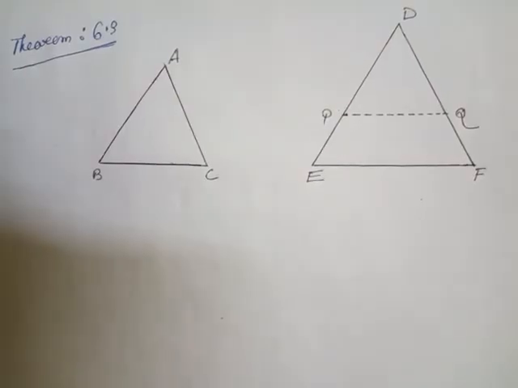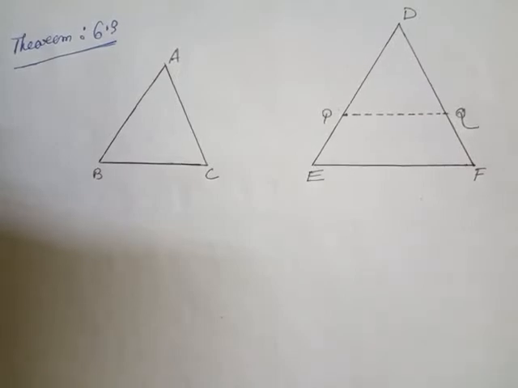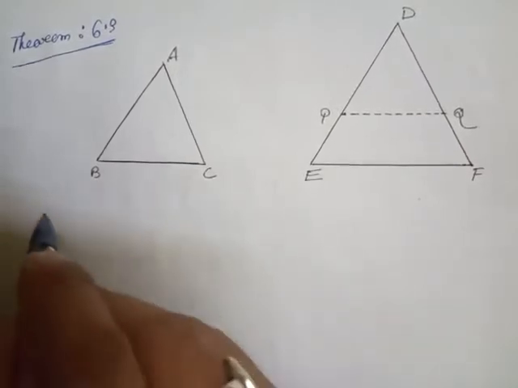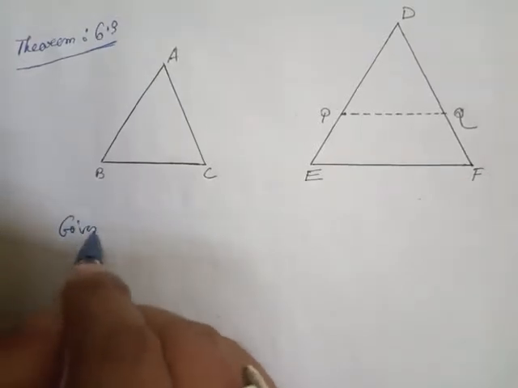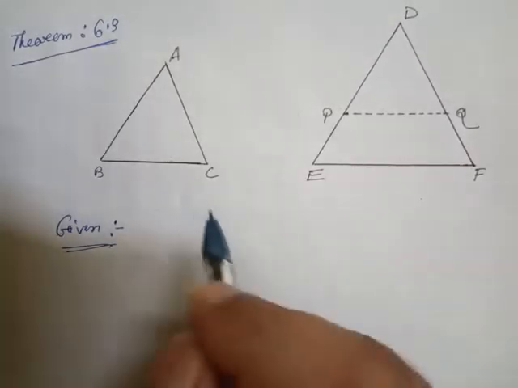Student, as you can see in the video, theorem 6.3 solution, and there is a diagram. There are two triangles ABC and DEF, and here PQ is one line which is parallel to EF. Now look at the given part. I am writing here the given part. Now look, what is the given part in the question.